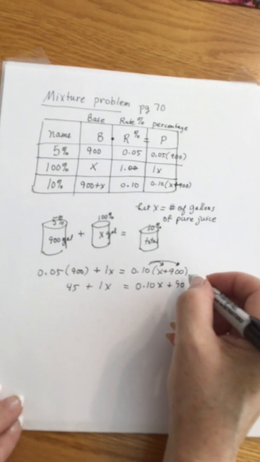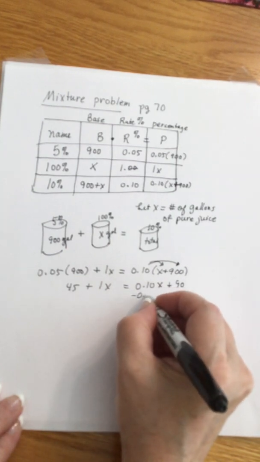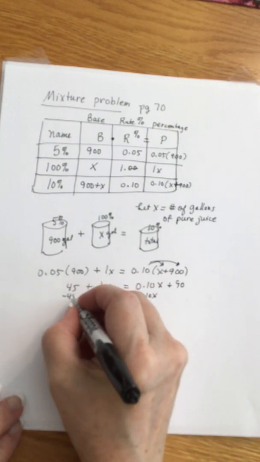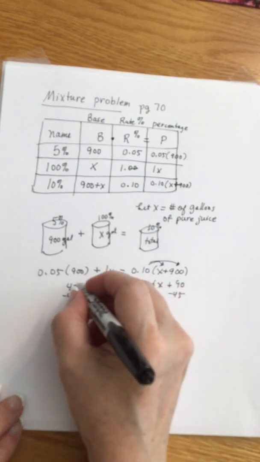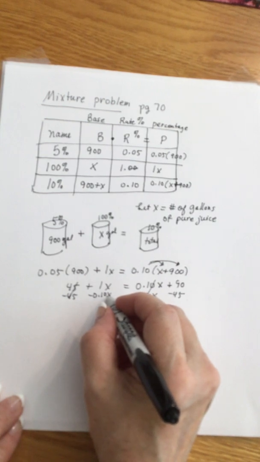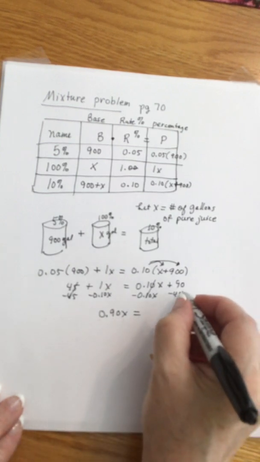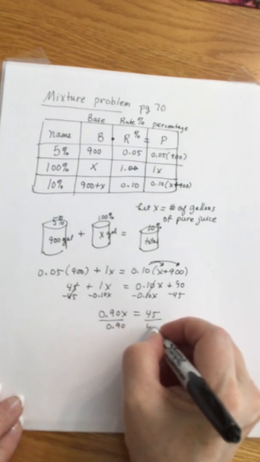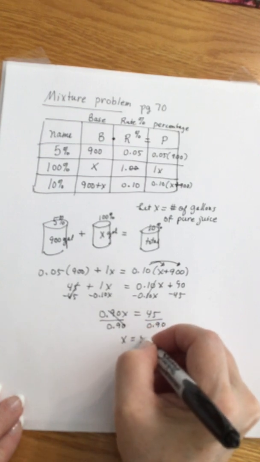So now it's like one of those linear equations again. We have to solve to get all the x's on one side first. So we're going to take a negative 0.10x and a negative 45. So this cancels to be 0, adds to be 0. This adds to be 0. So 1 minus 0.10 gives me 0.90x. 90 minus 45 gives me 45. Divide by 90, the 0.90. Divides to be 1, and you get x equals 50.